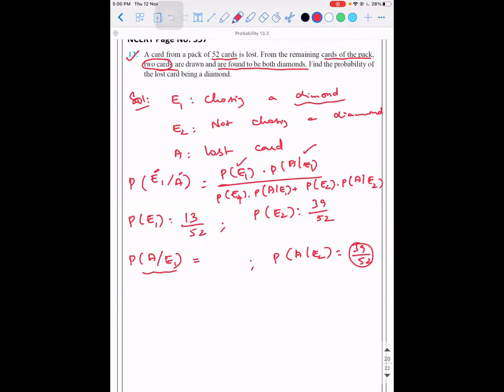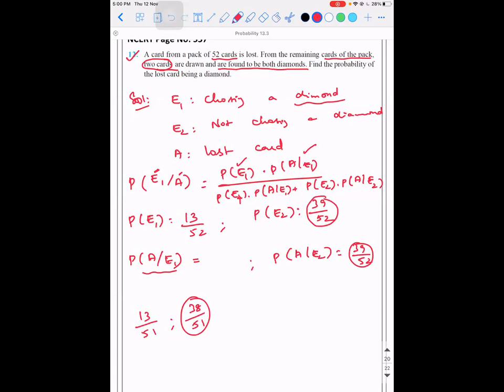No, it will not be 51. Then there will not be exhaustive events. See, for example, I'll answer your question. If you say 13 by 51, how much will the remaining be? What is the probability of not choosing a diamond? If you write 38 by 51, I will say it is wrong. Why? Because you have no information about the lost card.